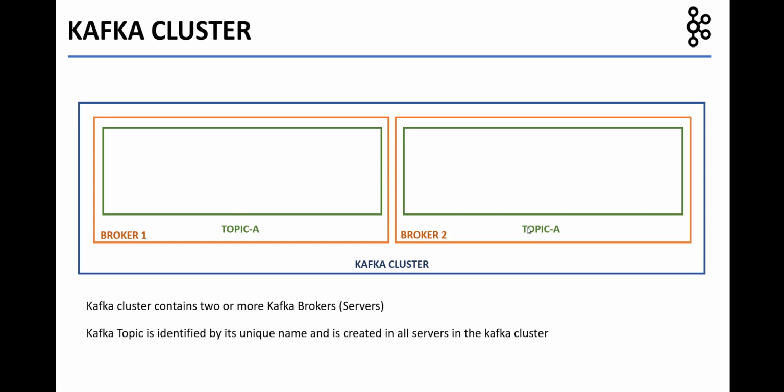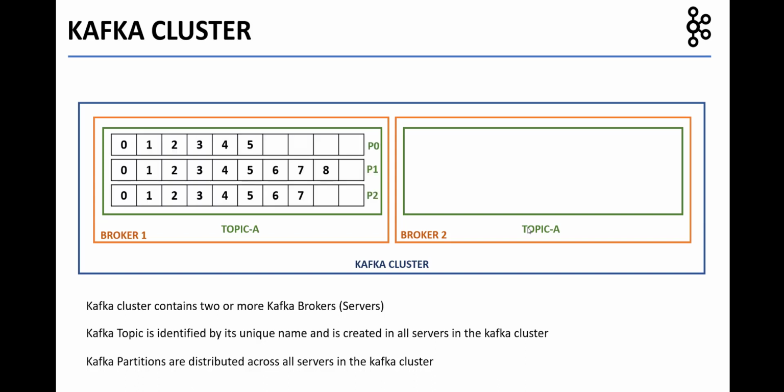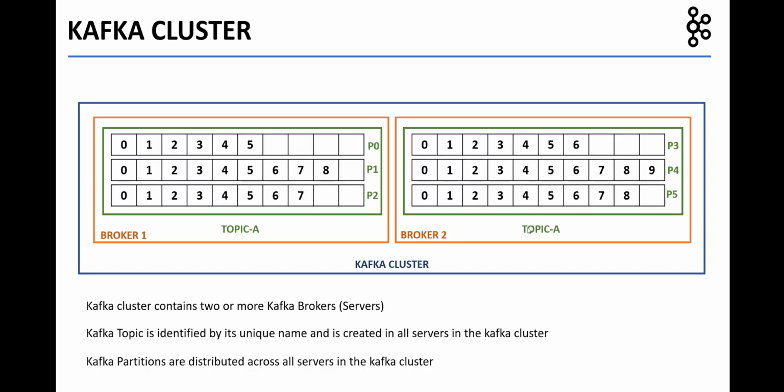Now we also know that a Kafka topic contains one or more partitions. The partitions are distributed across the brokers. For example, here topic A has 6 partitions and they are distributed across broker 1 and broker 2. Partition 0, partition 1 and partition 2 are created in broker 1, and partition 3, partition 4 and partition 5 are created in broker 2.